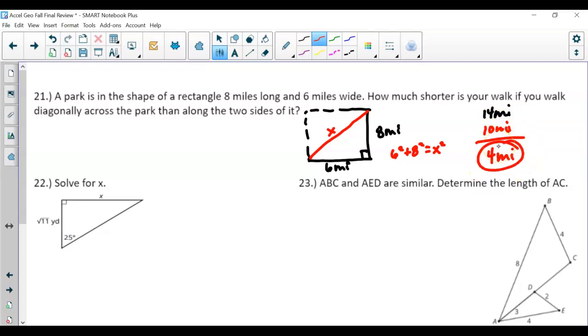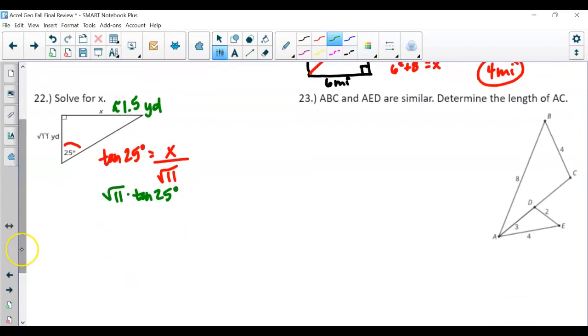So how much shorter? 4 miles shorter. Now 22. Here's just a basic, going back to solving our triangle here. You have the angle, we're looking for x which is opposite, you have the adjacent. That's why we're going to use tangent of 25 degrees. So tangent of 25 is equal to x over radical 11. What if there's the radical? We're going to solve this by multiplication. So radical 11 times tangent of 25 degrees. You get that x is approximately 1.5 yards.